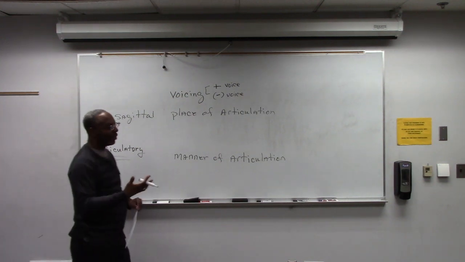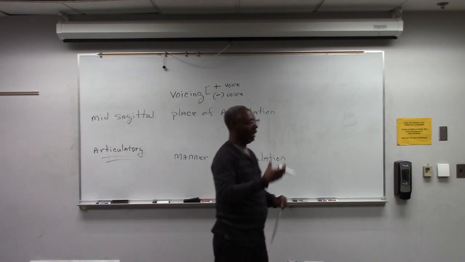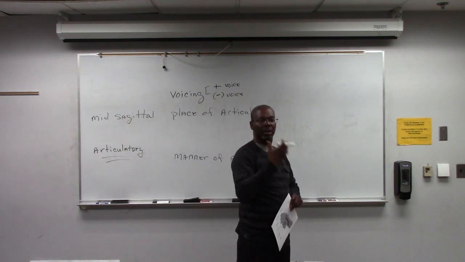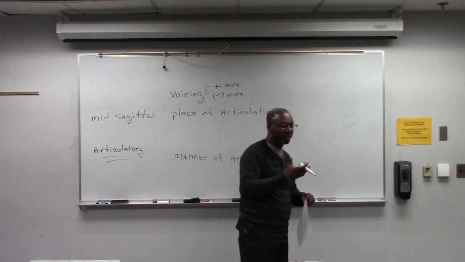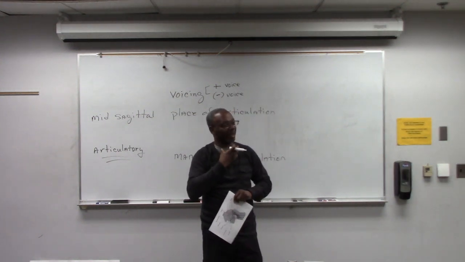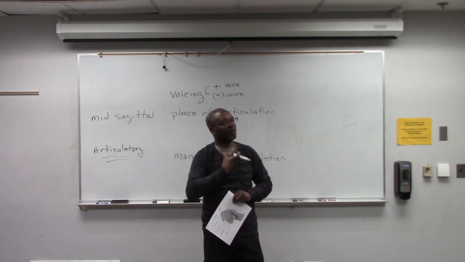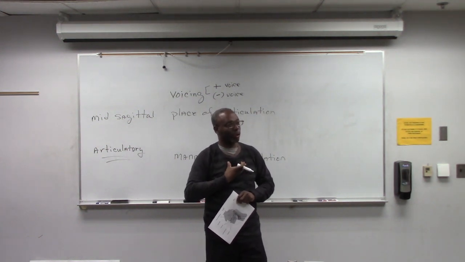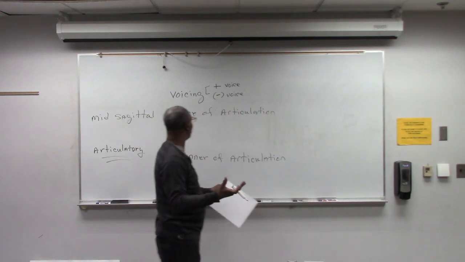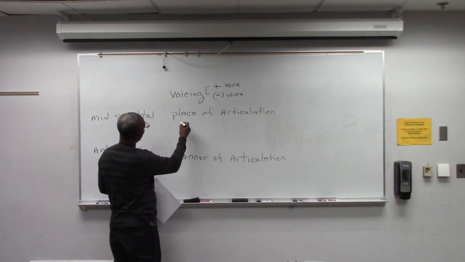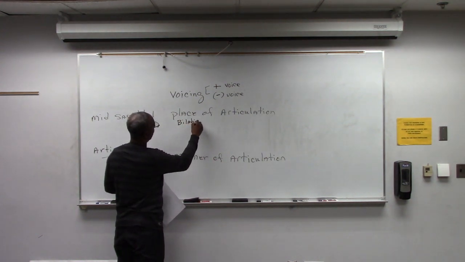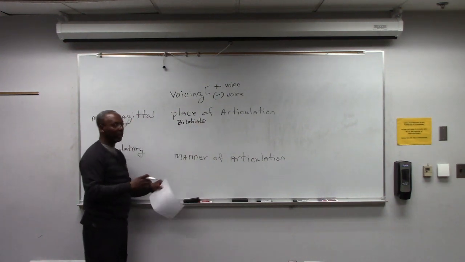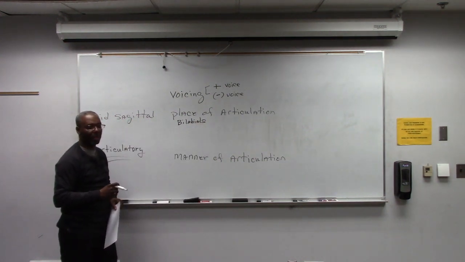Place of articulation is where in the vocal tract we utilize our articulators and non-articulating bodies of our vocal auditory channel to emit these sounds. Bilabials: of course, our two lips. Bilabial, two lips.